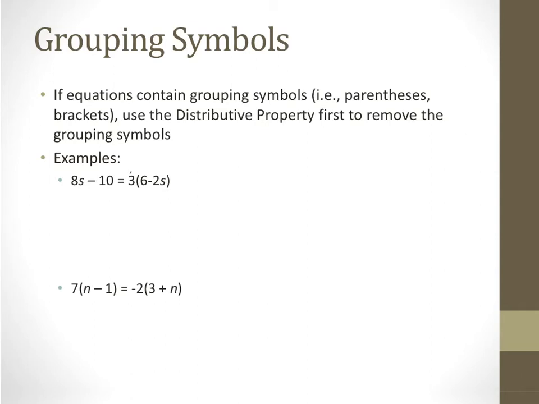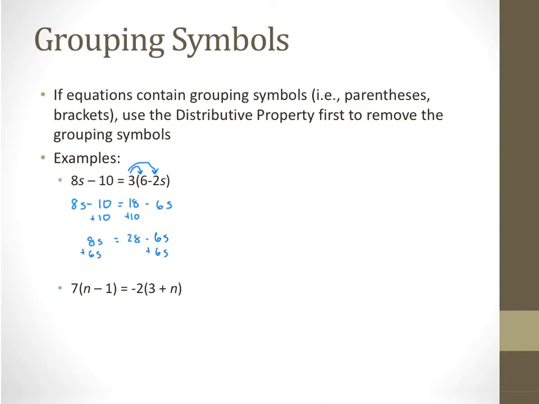So, in this first problem, we're going to distribute the 3 to both. 8s minus 10 is equal to 18 minus 6s. Okay. Now that we don't have any more grouping symbols, now we can move the variable to the other side of the equation and start moving things around. So I'm going to move my normal number first. And you don't have to do it like this. I'm doing it like this so you can see each of my steps. But if you want to move the variable first, that's quite all right. Okay. Now I'm going to move my variable, so plus 6s.